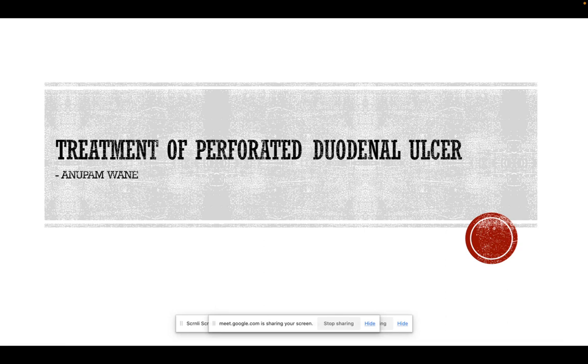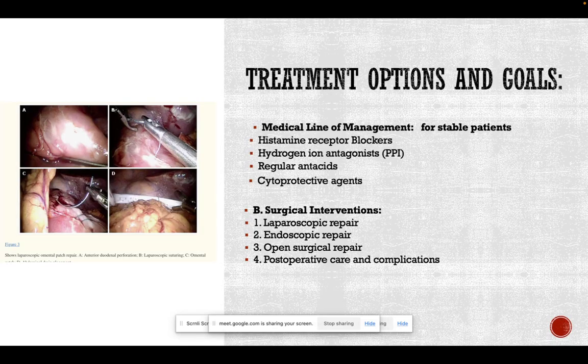Good afternoon. Now I'll be talking about the treatment of perforated duodenal ulcers. The treatment options and goals: there are two lines of treatment, the medical line of treatment and the surgical line of treatment. The medical line of treatment is generally done for stable patients, which involves histamine receptor blockers for suppressing acid production, PPIs or proton pump inhibitors and hydrogen ion antagonists for decreasing acid secretion, regular antacids for neutralization, and cytoprotective agents for protecting the mucosa.